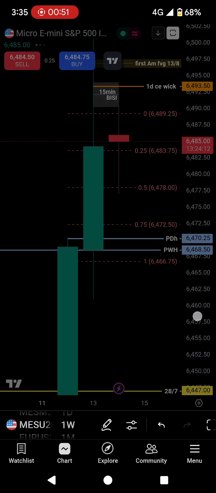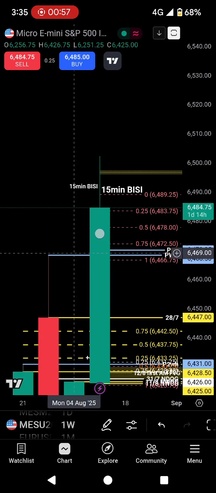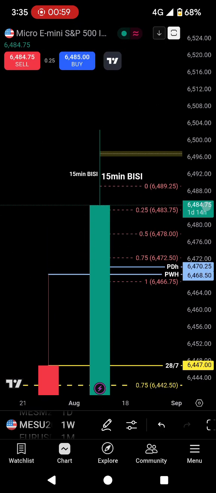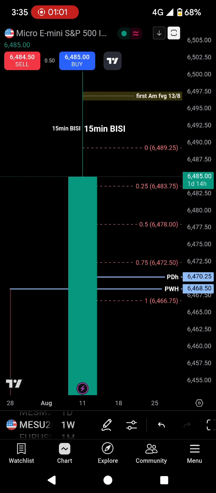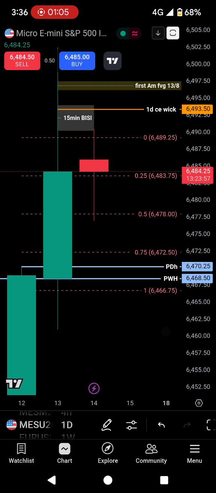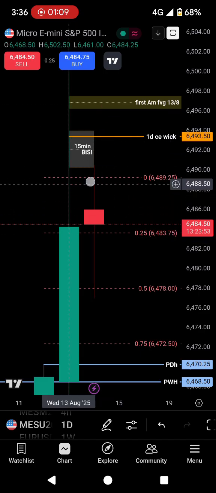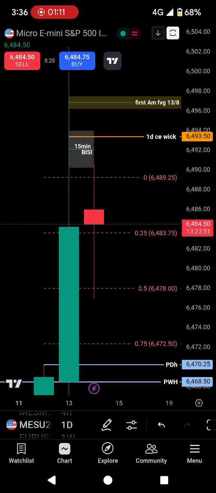Weekly chart, probably nothing, right? So this is the previous week high. We are still above the previous week high right now. So basically what I'm seeing, if we go on the daily chart, this is the daily CE week and we rejected at roughly the lower quadrant of it.